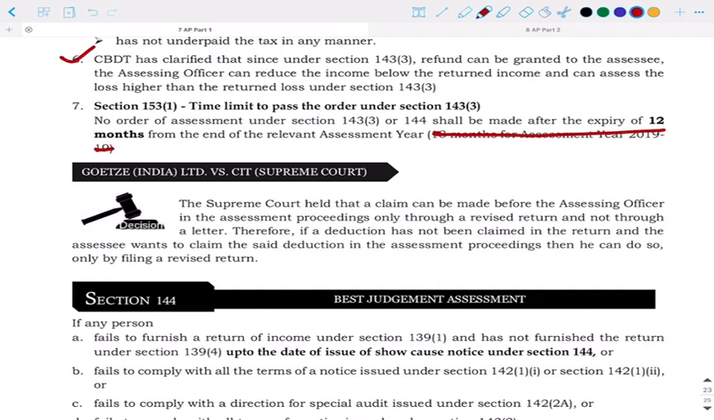Where are these time limits given? It's given in section 153(1).